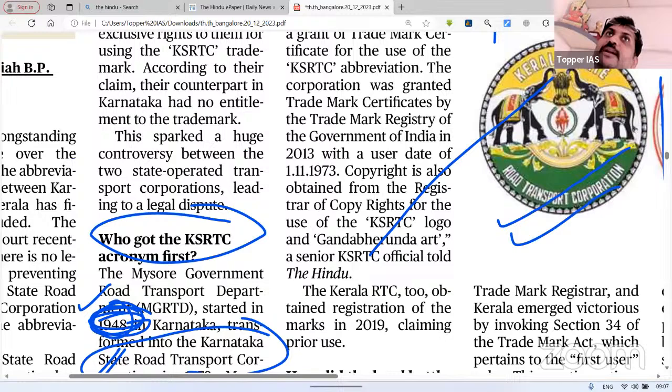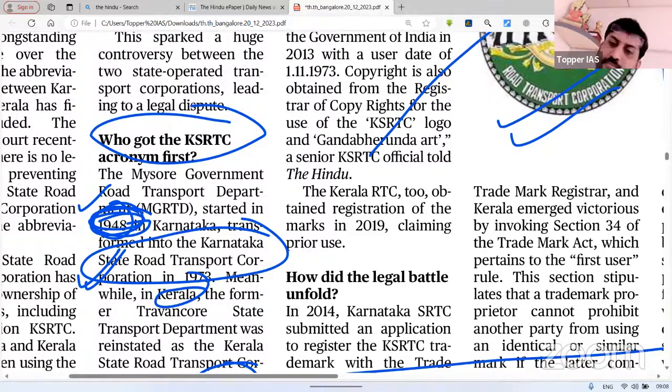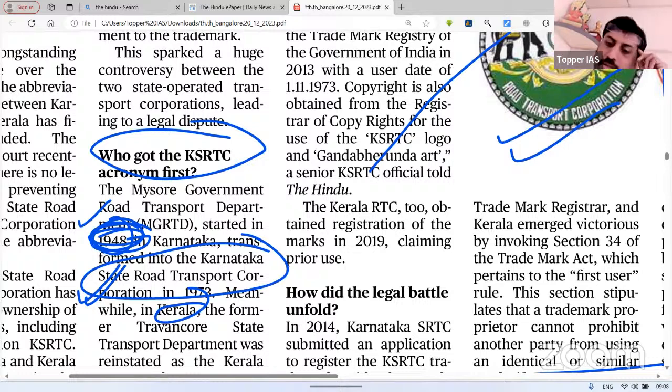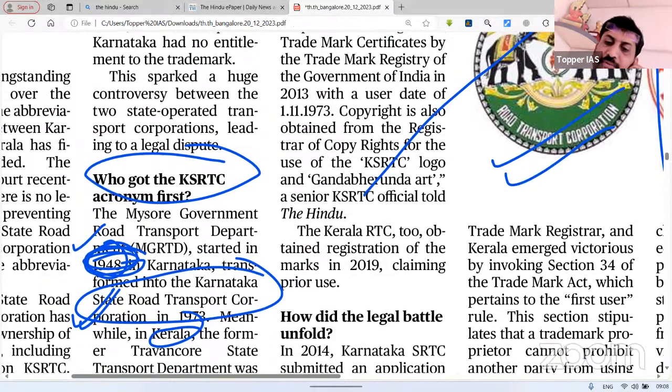What is the difference between trademark and copyright? They will ask in prelims. Then what is the literature here? Copyright means it's about your own creative work. It may be art, it may be literature, correct? It may be code, even programming, even your answers, what you write, that is your own copyright. So the KSRTC logo and Ganda Berunda art, is copyright also obtained for that?